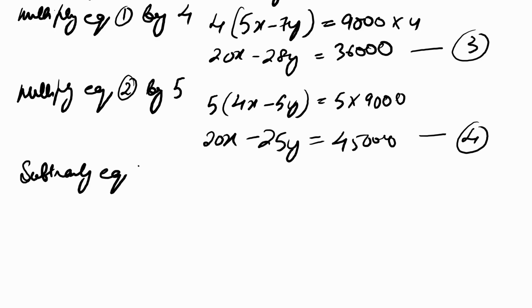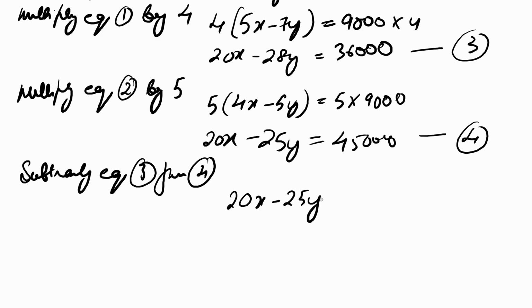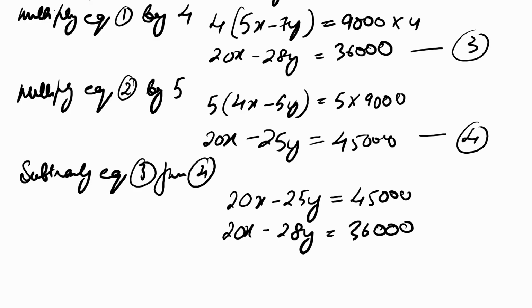Subtracting equation 3 from 4. 20x minus 25y is equal to 45,000. 20x minus 28y is equal to 36,000. Now I'll subtract this.